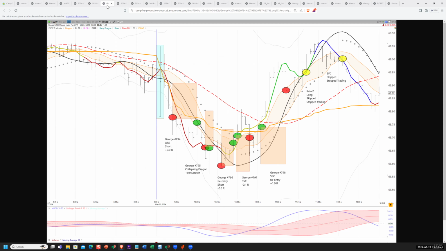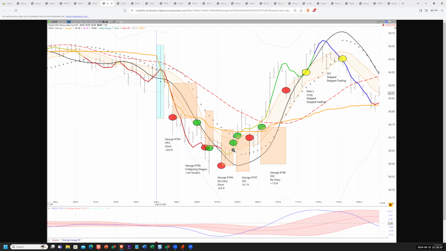Trying to remember who this is. Well, this is an OR3 short, scratch, -1 scratch, plus what probably nets out fractional gain, about a 0.5 for the day. That's good work. Put your names on them so I can remember.